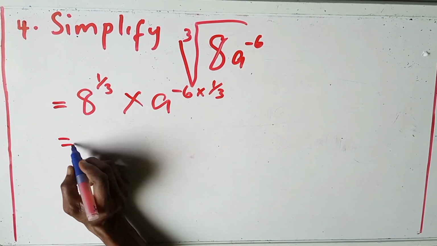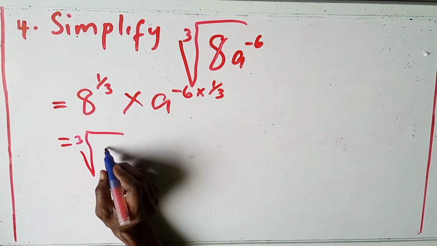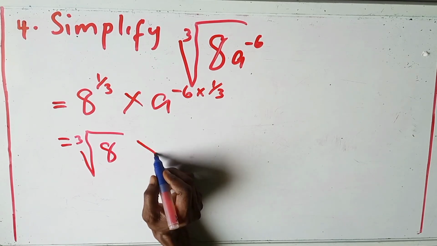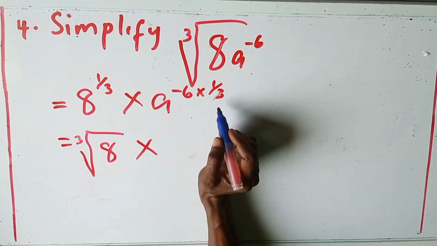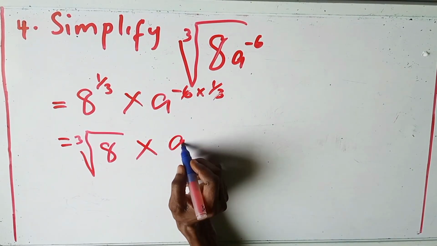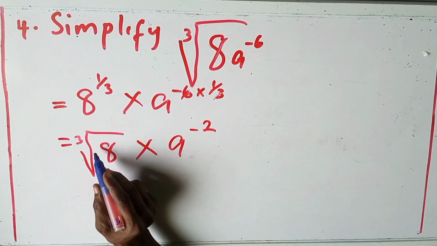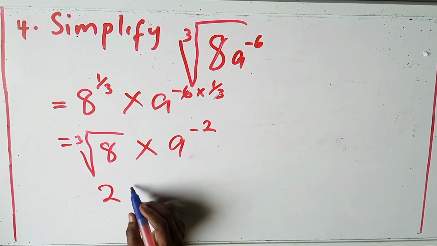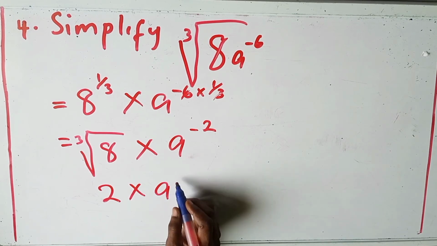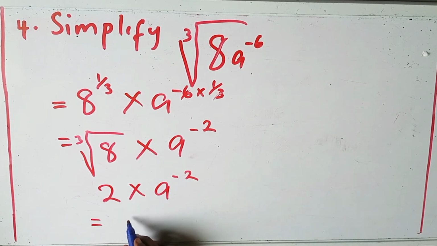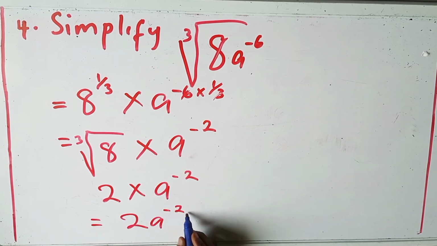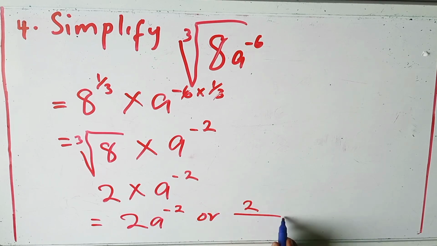So cube root of 8 times a raised to the power minus 6 times 1 over 3. When we simplify that, it gave us a raised to the power minus 2. And cube root of 8 is equal to 2, times a raised to the power minus 2. When we multiply both of them together, our answer is 2a raised to the power minus 2, or 2 over a raised to the power 2.